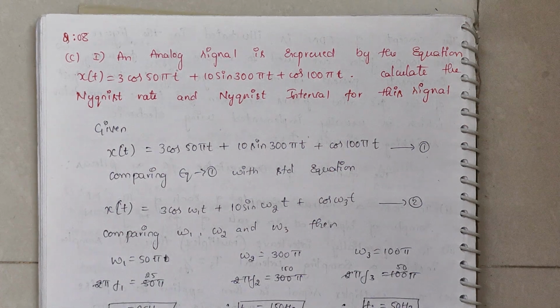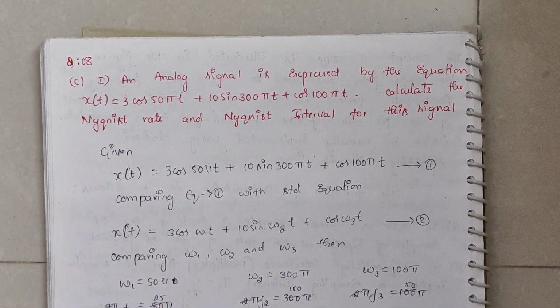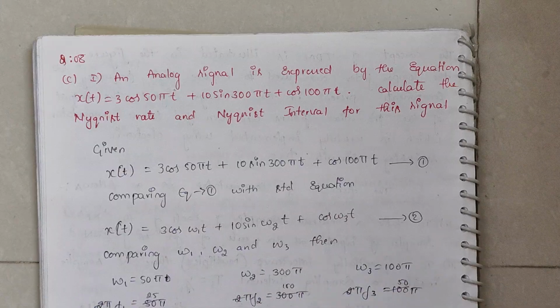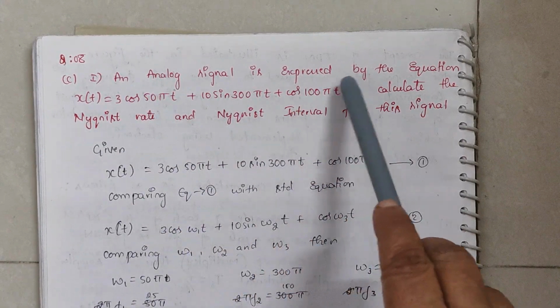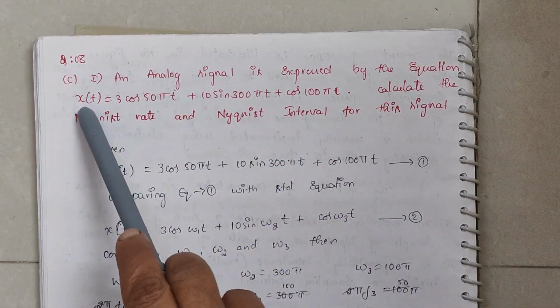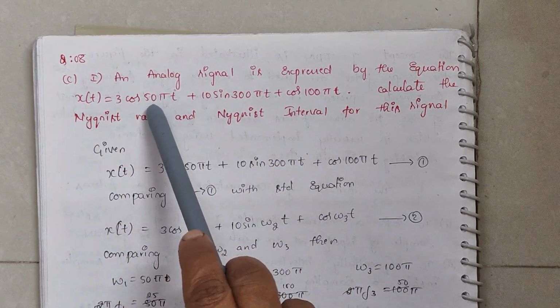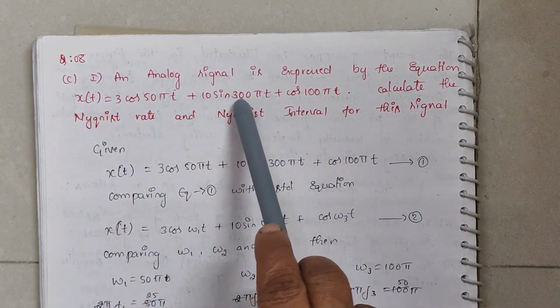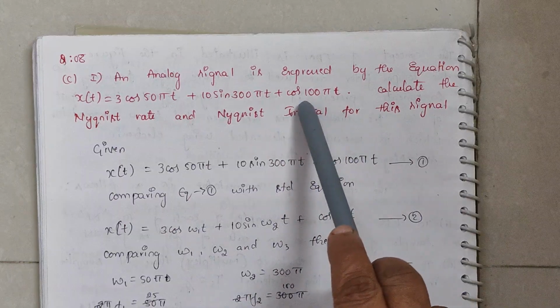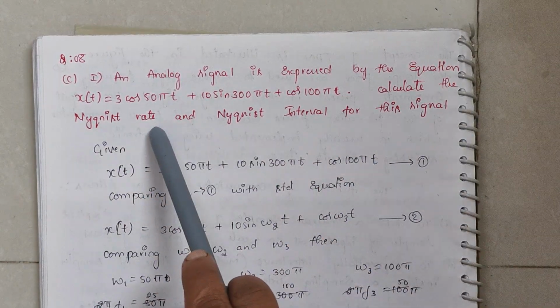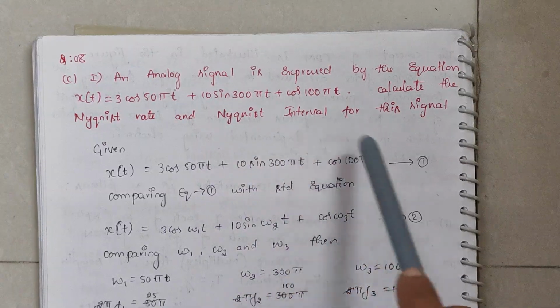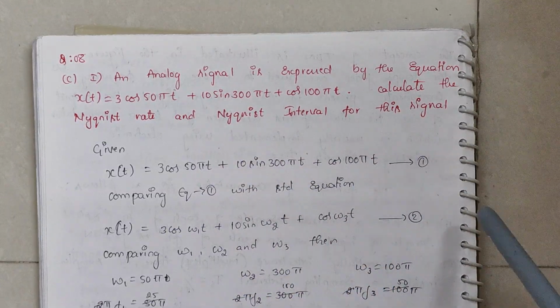Hello everyone. Today we will be learning problems on sampling theorem. The problem will be asked like this. An analog signal is expressed by the equation x of t is equal to 3 cos 50 pi t plus 10 sin 300 pi t plus cos 100 pi t. Calculate the Nyquist rate and Nyquist interval for this signal.